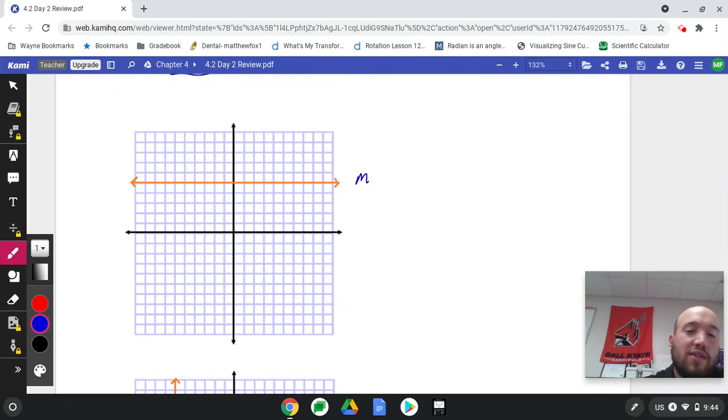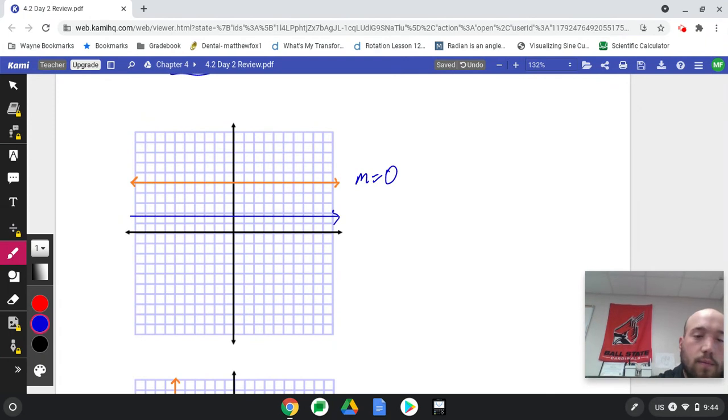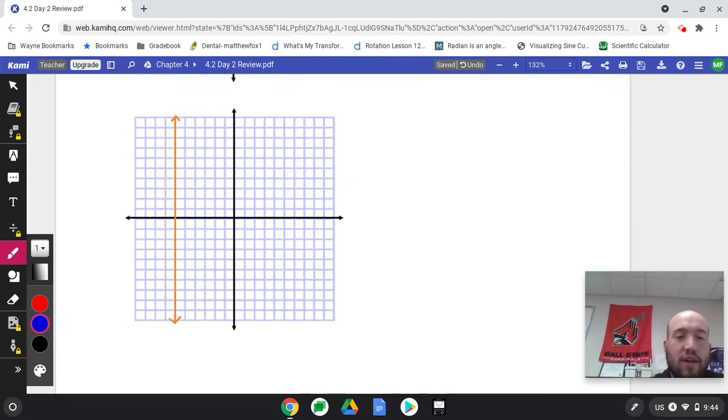If you're wondering why the slope is 0, think about it. The rise, it does not rise. It's just consistently across. Okay, so it does not go up, it just runs. So slope is 0. So if it was a parallel, it would be exactly the same slope. So slope is 0, it's going to be another horizontal line. Run right beside it.